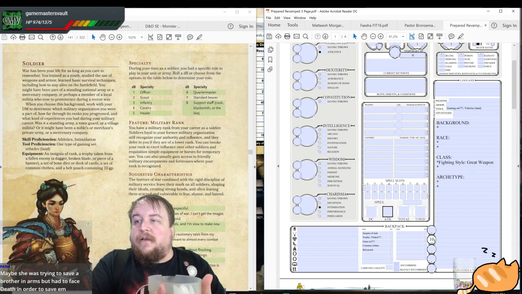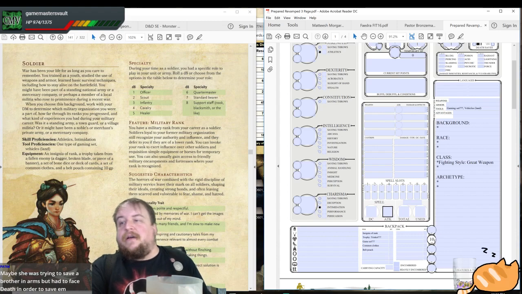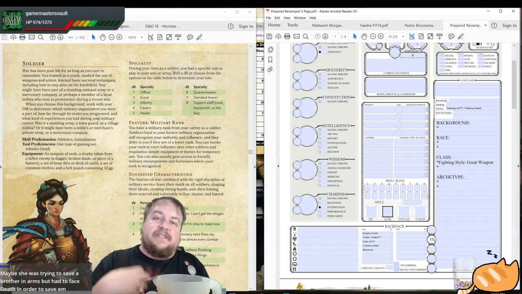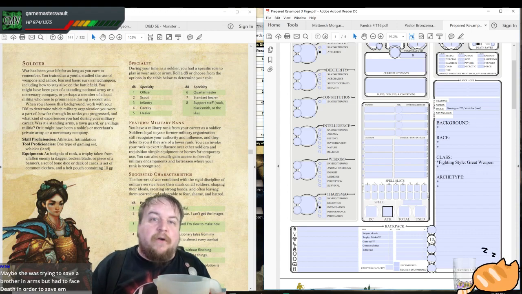Yeah, I agree, Derek. Pat says maybe she was trying to save a brother in arms, but had to face death in order to save him. And so, in overcoming death, is that how she awoke this ancient power inside of her?